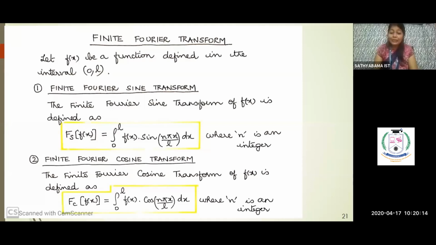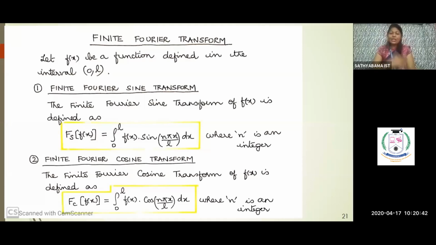So what is that equal to? Of course, the formula is different. It is integral 0 to L, because where is f of x defined? 0, L. So the limits are also 0 to L only. Integral 0 to L f of x into sine n pi x by L dx. See, the n pi x by L is in brackets. It's the angle. Sine of n pi x by L dx, where n is an integer. Okay, will you remember this formula?